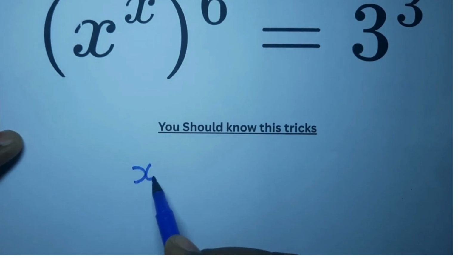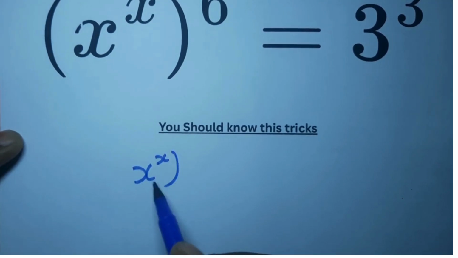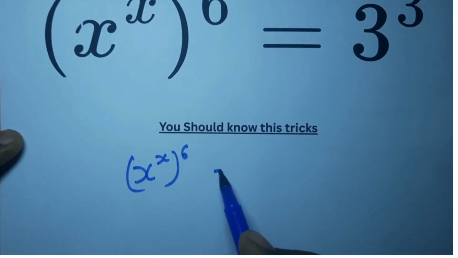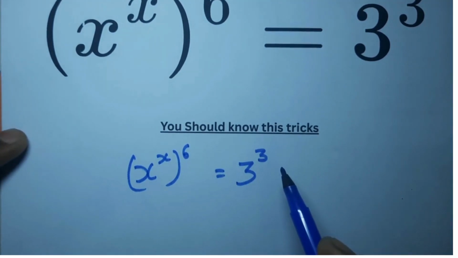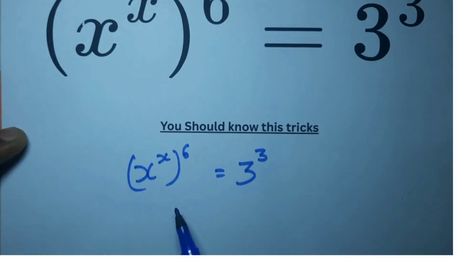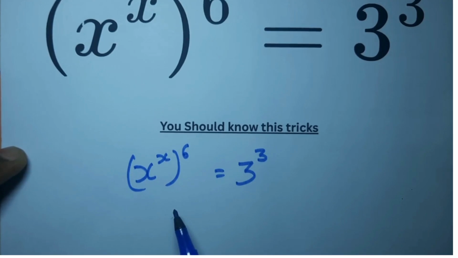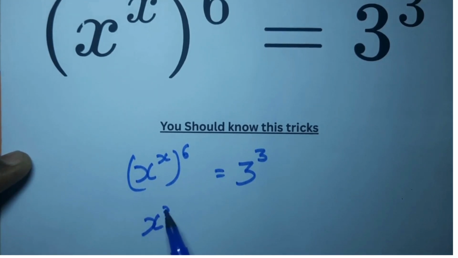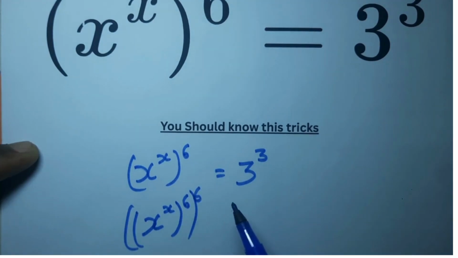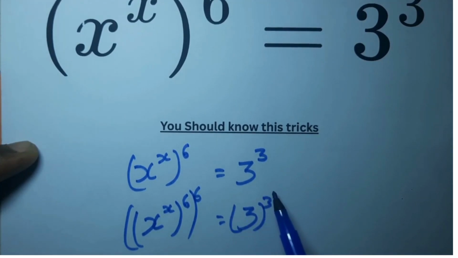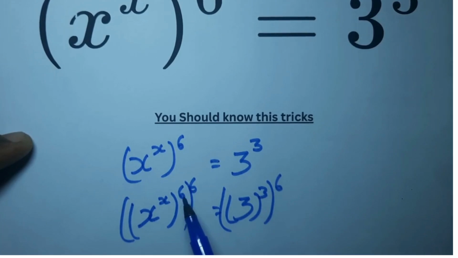Here x to the power of x whole power 6 equal to 3 to the power of 3. From this we are going to apply the power 6 on both sides. That means x to the power of x whole power 6 to the 6 equal to 3 to the power of 3 to the 6. Now this 6 we can bring it here.